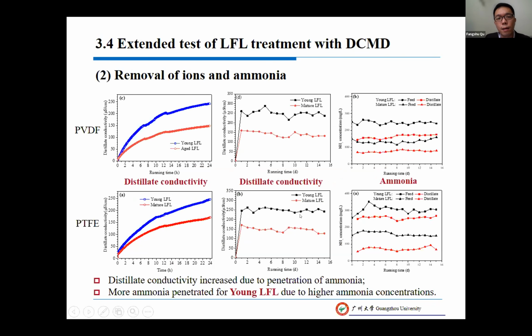We also investigated the removal of the ammonia. The penetration of ammonia also exists and results in increased distillate conductivity. The penetration of the ammonia was not affected by the membrane types. The young landfill leachate caused more ammonia penetration due to the higher ammonia concentrations in the feed water.